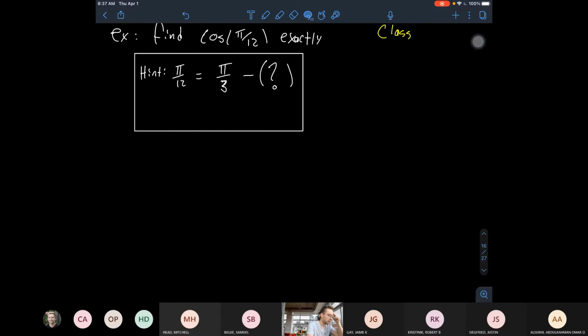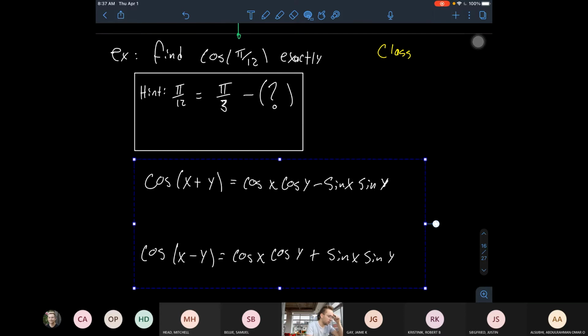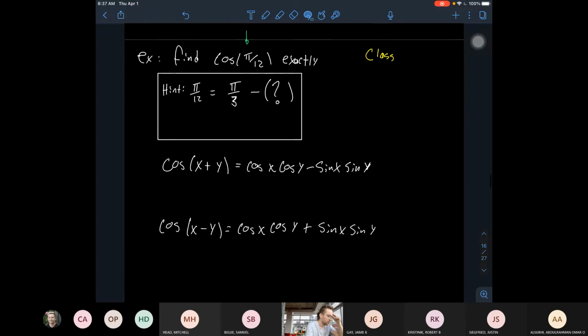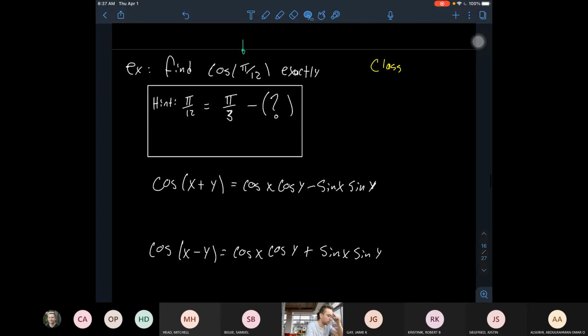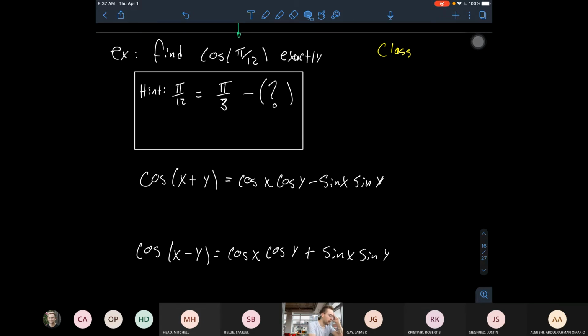And I want us to try this as a class first for a while. See if you can find out what the answer is to this question. We want to find out ultimately what is cosine of pi over 12. And my hint to you guys is that we can express pi over 12 as a difference of two radian values for which we commonly know the values of cosine and sine, or we can easily find out.